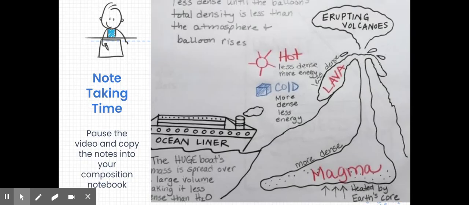So it's note-taking time again. Pause the video and copy your notes into your composition notebook.